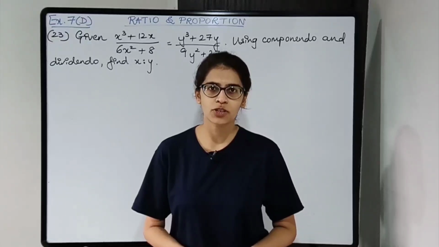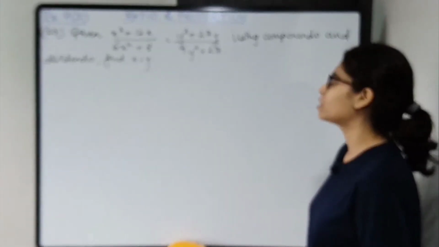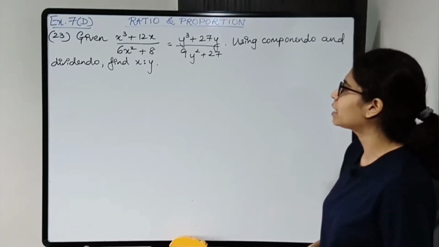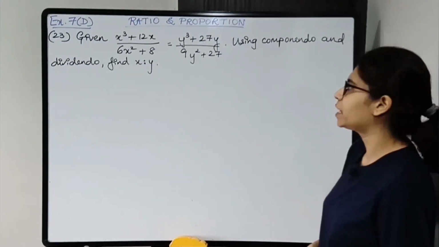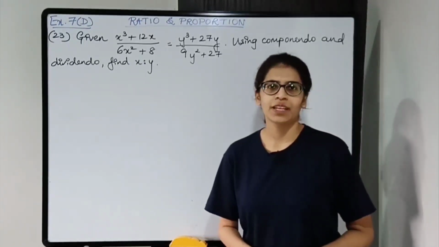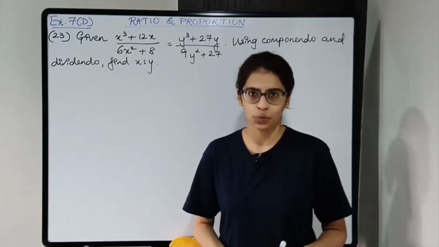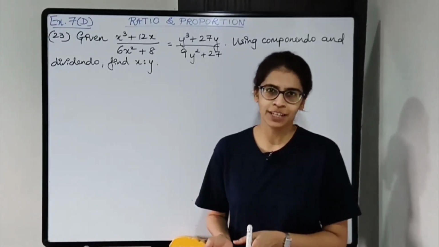Next question, question number 23. Given (x cube plus 12x) upon (6x square plus 8) is equal to (y cube plus 27y) upon (9y square plus 27), using componendo and dividendo find x is to y. In case you are not told which property to use, how will you come to know? See students, in most cases we do use componendo and dividendo only.